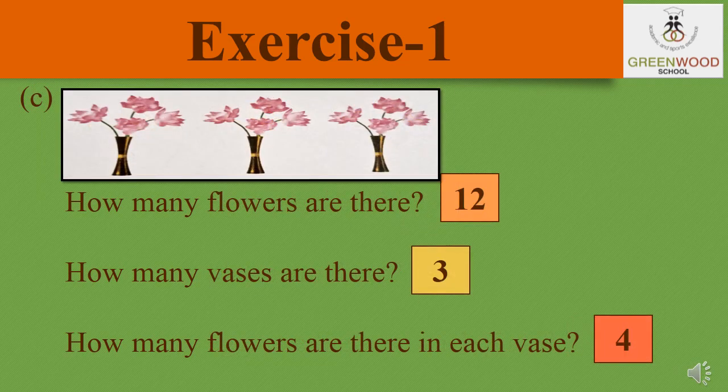Third example. How many flowers are there? Count them. 1, 2, 3, 4, 5, 6, 7, 8, 9, 10, 11, 12. Now these 12 flowers are divided into how many vases? 1, 2 and 3. So how many flowers are there in each vase? 1, 2, 3, 4.